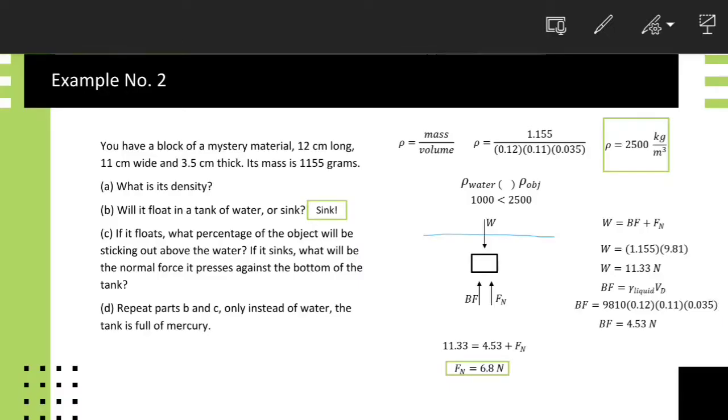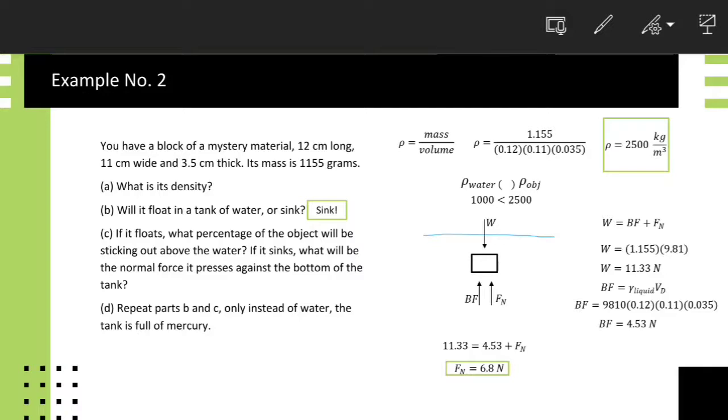Ayan, so, before ko gawin yung letter D, I think merong sa inyong magtatanong nito. Bakit dito sa weight is 9.81 yung ginamit ko, tapos dito sa BF is 9810? So, explain ko lang na ang ginamit ko dito sa BF is 1,000 density times 9.81. Bakit? 1,000 is the density and 9.81 is the g. Ginagawa para ma-convert mo. So, 9810 times 0.12 times 0.11 times 0.035, so, 4.53 newtons. And dahil doon, mag-arrive kayo sa ganitong sagot.